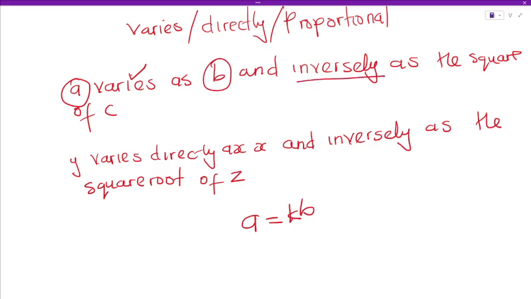Whenever you see the word inversely, you need to underline the values on the right, and then whatever value comes after the word inversely becomes your denominator. So this one says inversely as the square of C. The square of C simply means C squared.